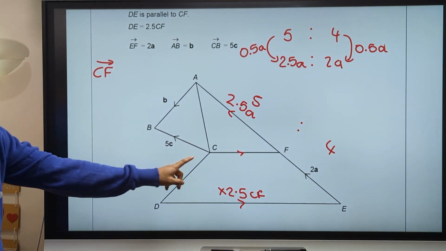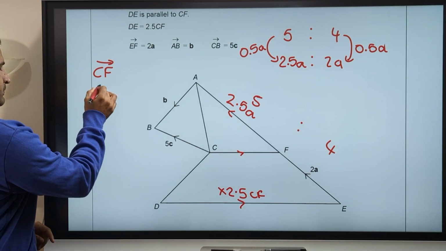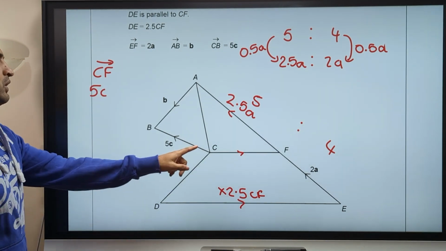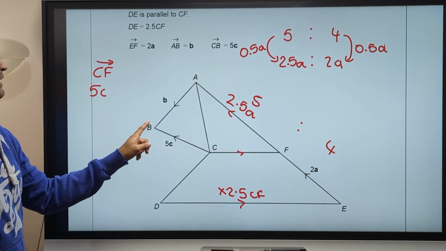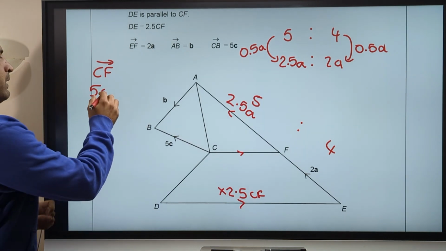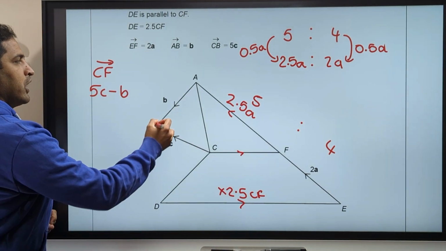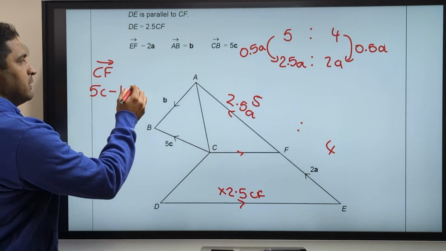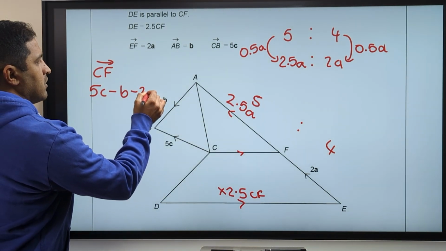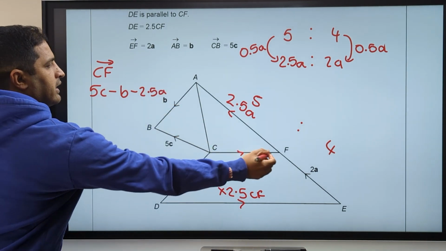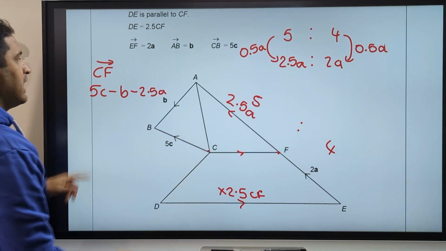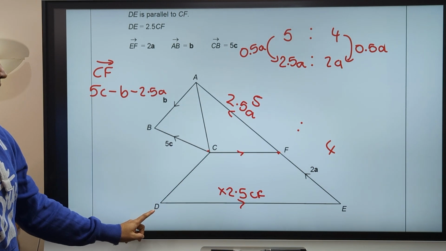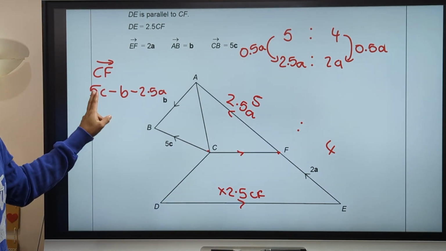So vector CF: I'm going 5C, taking that route that we know. So 5C plus or minus B, because you're going opposite to that B. Again, opposite of that A as well, so you take away 2.5A. And that will take you to F. So CF is that. And we need to work out what DE is in terms of A, B, and C.